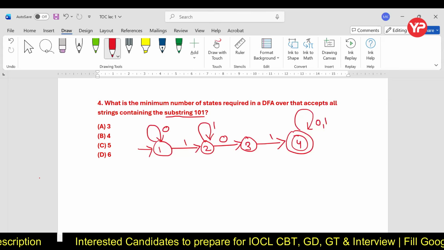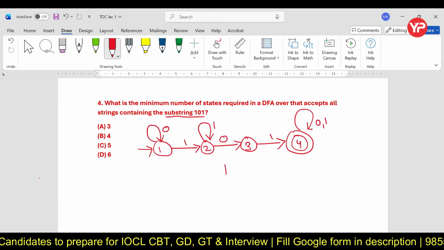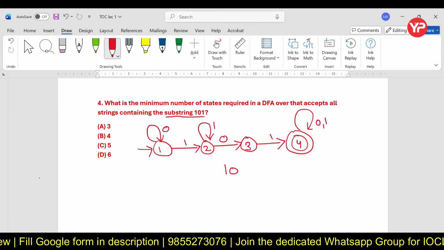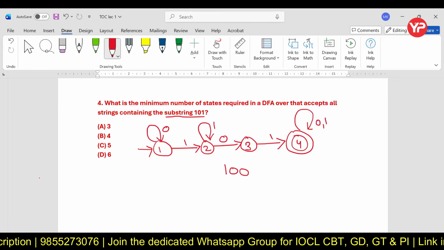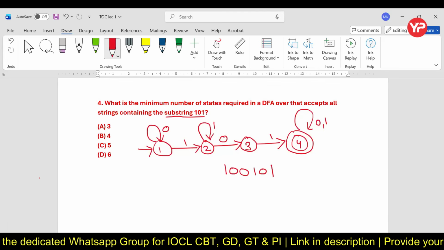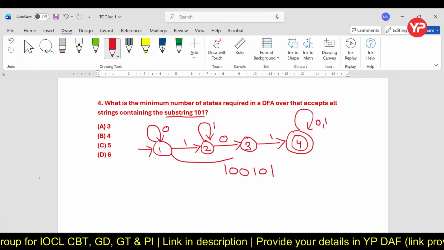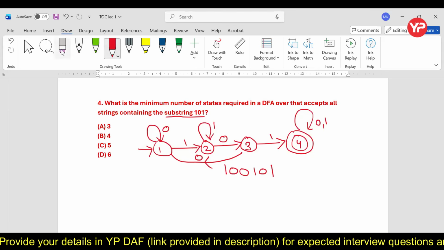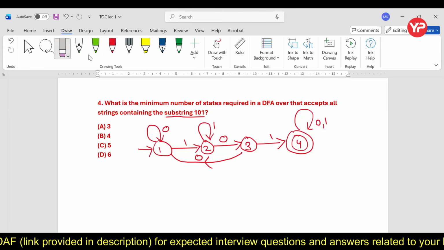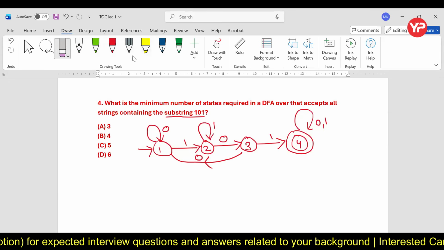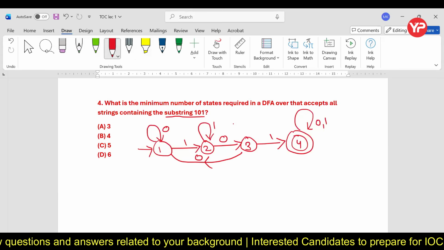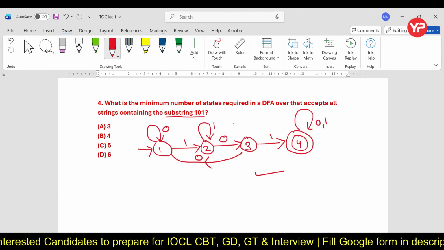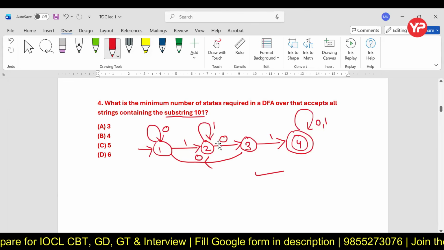State 3, 1 is already there. What about 0? It means suppose that you reached state 3 by reading 10. If 0 came, then what do we need to do? We again want 101, yes or no? That's why we have to go to state number 1. That is my point, my dear students. Now suppose that state number 3 is completed, and state number 4 is already completed. So this is the DFA which requires 4 states. So 4 is the right answer.